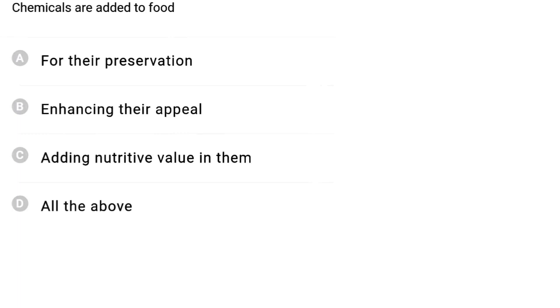In this question, we have to find the use of chemicals on food. Chemicals are added into food for their preservation, so the first statement is correct. They also increase the appeal of the food, so they are used for enhancing the appeal of food. They also increase the nutritive value, and hence all of the statements are correct. The correct answer is D.